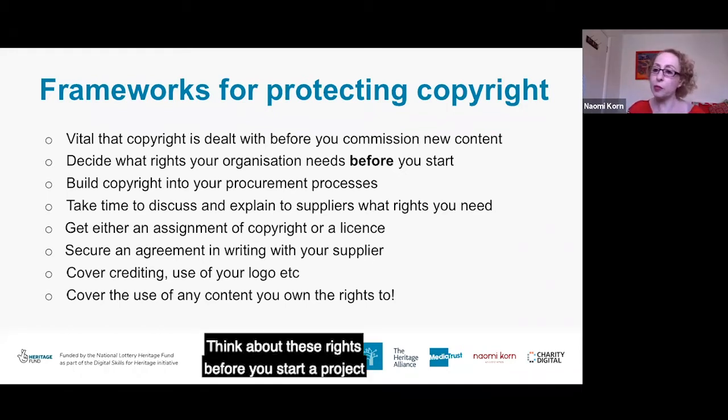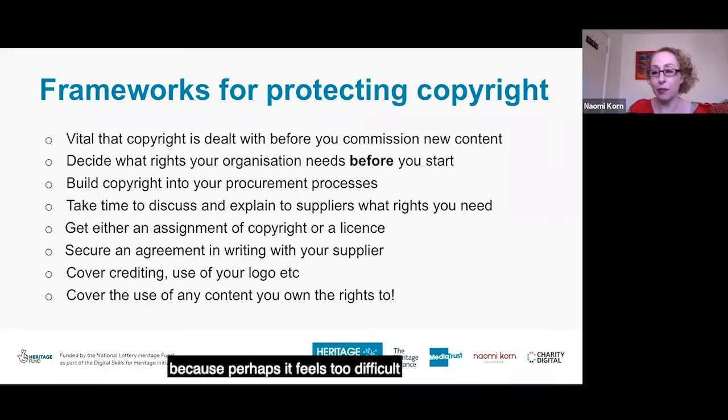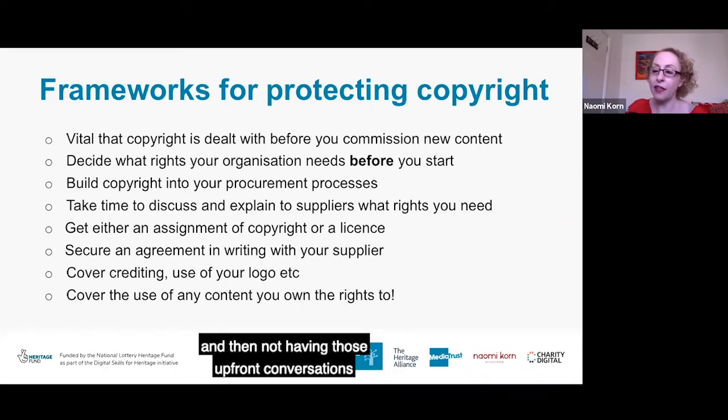Think about these rights before you start a project and build them into your procurement processes. So this would be being clear and transparent about what you need so that suppliers that you do decide to go with, or that do respond to any tendering activities you have, know what's expected of them from the start. It's again not about leaving copyright to the end because perhaps it feels too difficult and too uncomfortable for you, and then not having those upfront conversations with your suppliers so they know what to expect.